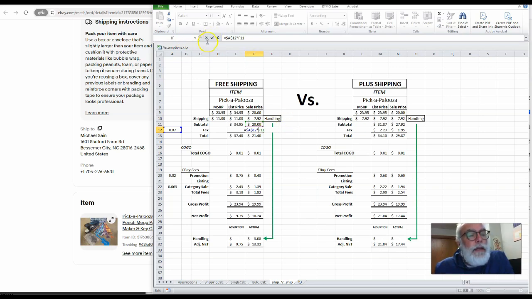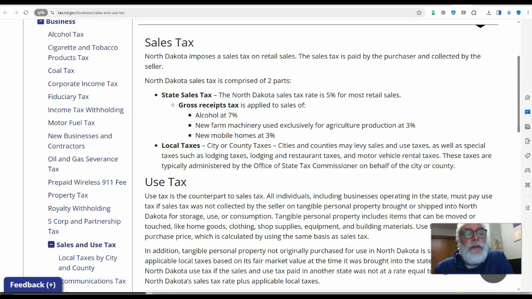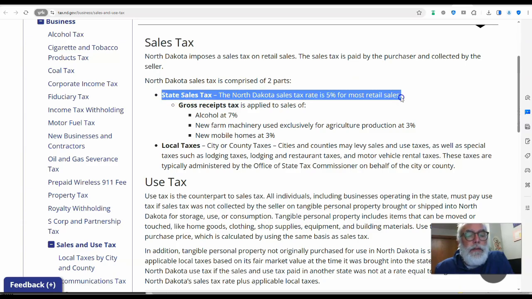But the glaring issue is this. So this 7%, if we come back over here, we go over to the North Dakota state sales tax website. The North Dakota sales tax rate is 5% for most retail sales. And I know this because I have a sales and use tax permit. So I shrink wrap, and the material that I use, I have to charge state, county, and any city sales tax if they are applicable in any of the locations that I install my material.